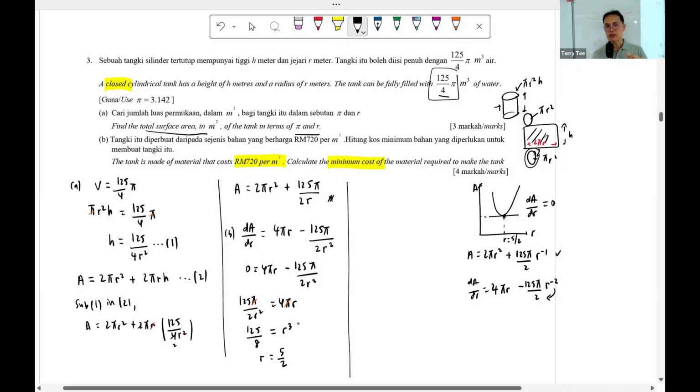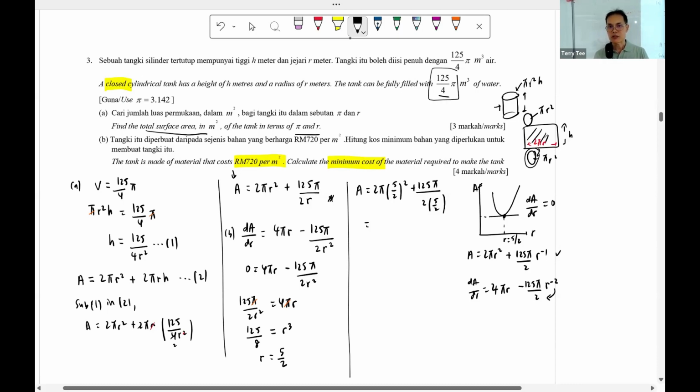So to find the minimum area, take this r, substitute inside your A. Right, let me sub in here. This is 2 pi. What's your r? 5 over 2 squared plus 125 pi over 2, 5 over 2. Okay, this part here I'm going to use calculator. A bit hard to do mentally. Can I do mentally? I can do mentally, but you guys probably want to use calculator.